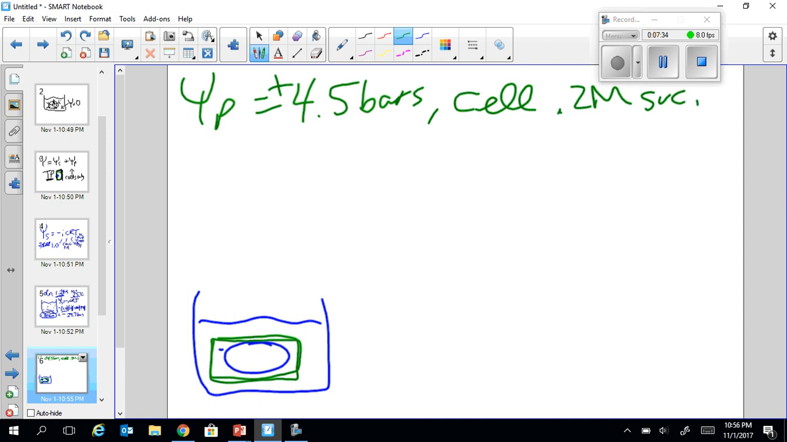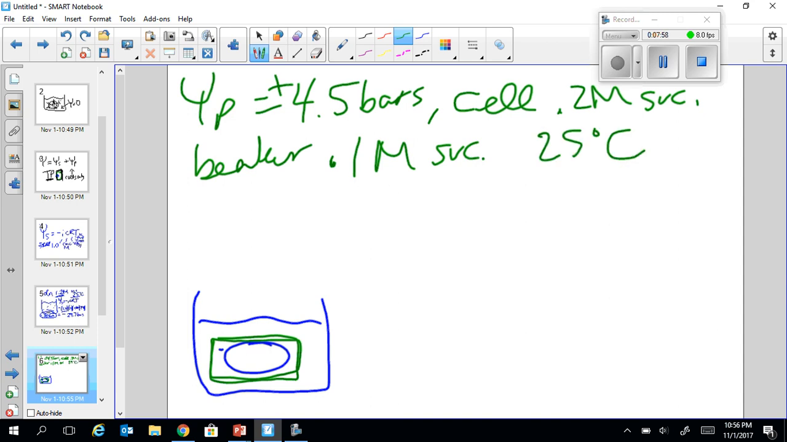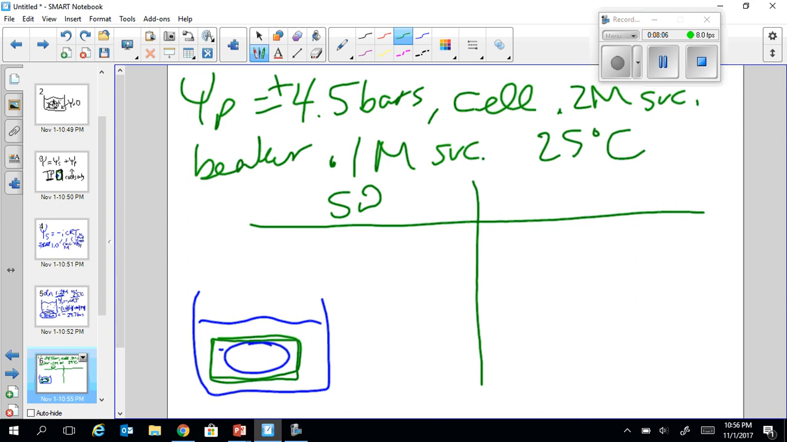Then I would need to know what the beaker had. So the beaker has, let's go with a 0.1 molar sucrose solution. And let's say it's 25 degrees Celsius. All right. Now, what I advise you to do is to make a little T-chart. And you're going to have to do the solution, and you're going to have to do the cell.